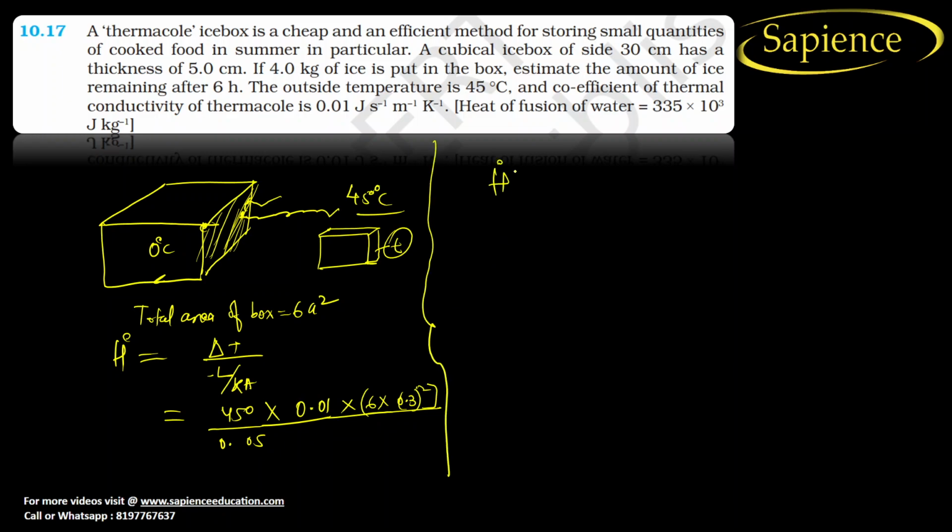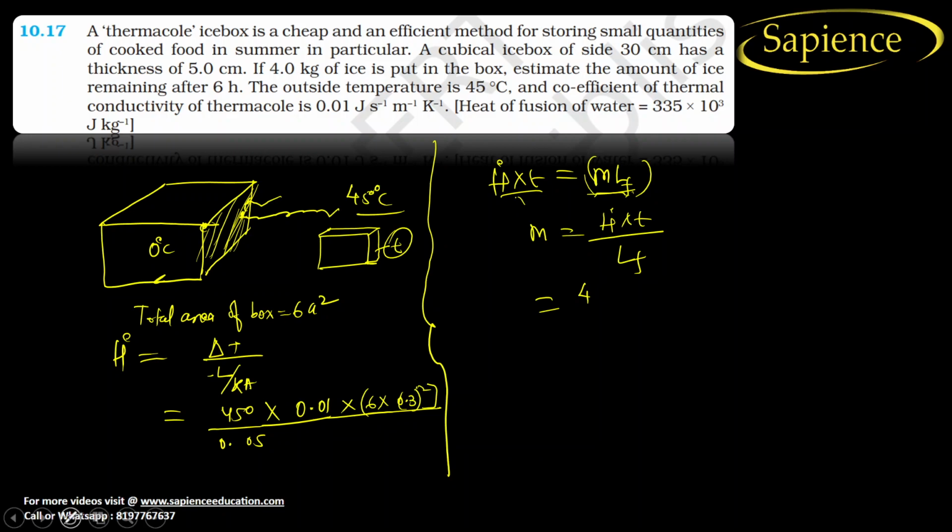Now heat transfer rate into time is equal to the amount of heat. So the amount of heat is equal to mass into latent heat of fusion, because ice will melt. Whatever heat has been transferred will be converted into melting of the ice. So what will happen from here? We can write the mass as H dot into time t divided by latent heat of fusion.